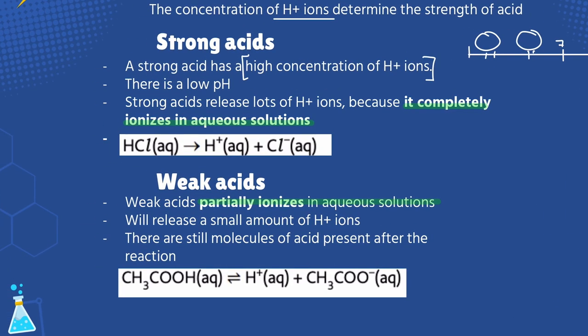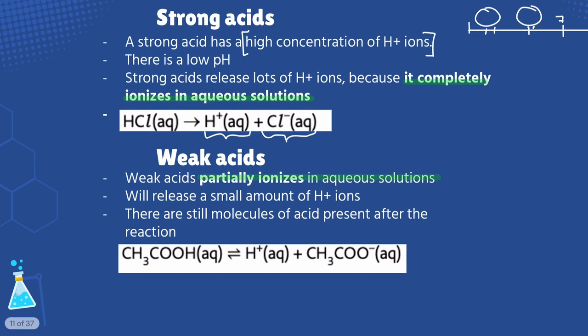Okay, so the examples that we need to know are hydrochloric acid and ethanoic acid. Hydrochloric acid dissociates completely to form H+ ions and chloride ions, while ethanoic acid dissociates partially, which is the reason we have a reversible arrow. Because it only dissociates partially, there are still molecules of acid present after the reaction. And we form H+ ions, and we also form acetate.